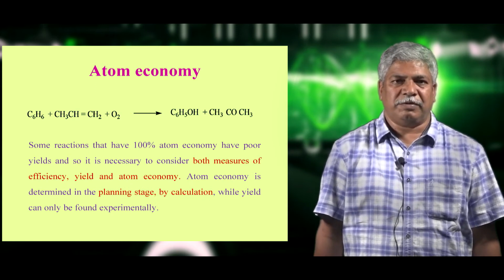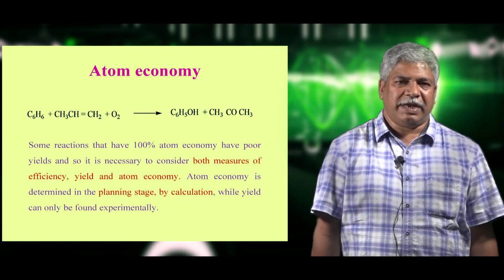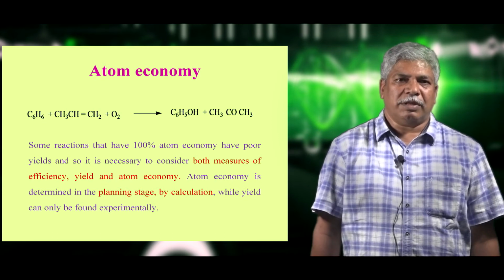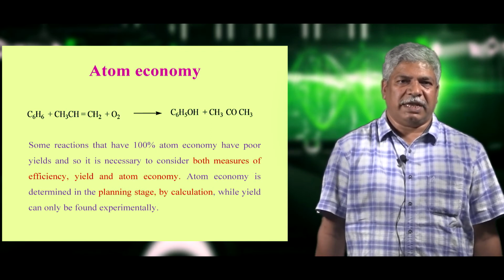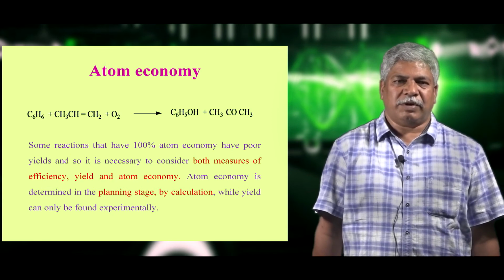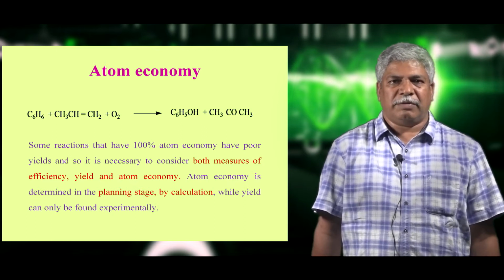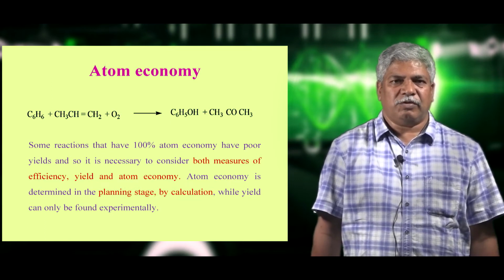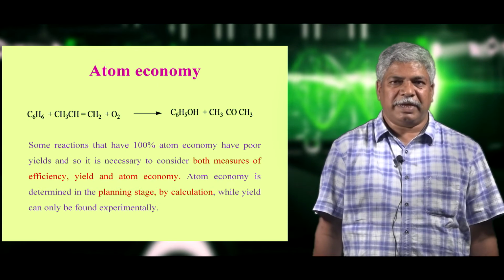comes to 152. In the calculation of atom economy, it is defined as the ratio between the total molecular weight of all the products divided by the total molecular weight of all the reactants taken in the reaction, into 100. For this particular example, the total molecular weight of the products is 152, divided by the total molecular weight of the reactants, 152, into 100, so it works out to be 100%. So the atom economy is 100%.